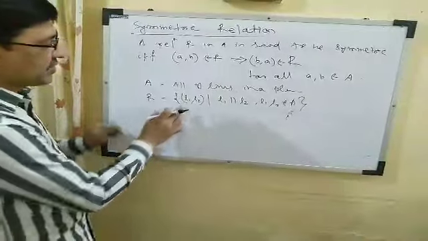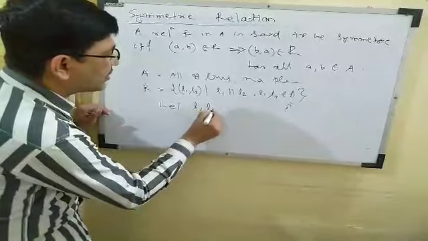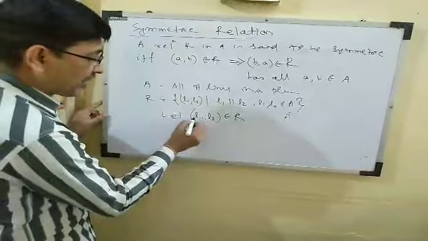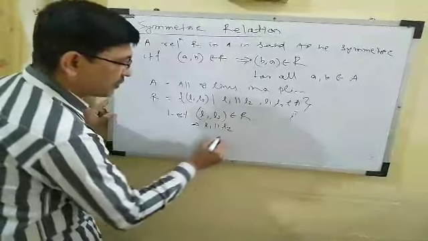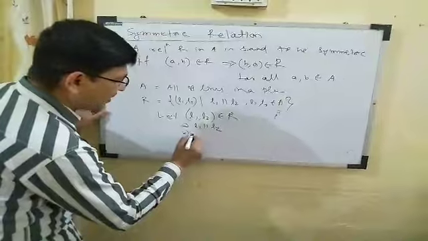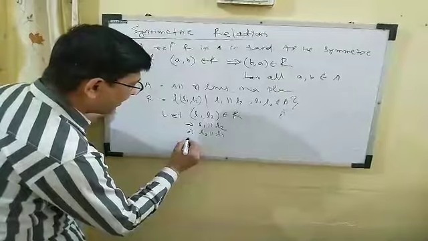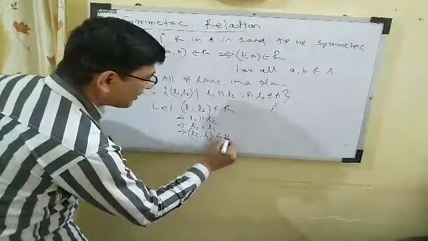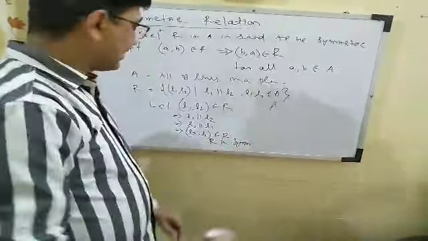Let us assume that L1, L2 is an element of R. Under what condition will the ordered pair L1, L2 be an element of R? This will be an element of R if L1 is parallel to L2. Without loss of generality, if L1 is parallel to L2, then L2 must be parallel to L1. And since L2 is parallel to L1, this ordered pair L2, L1 belongs to R. Therefore, this relation R is symmetric.